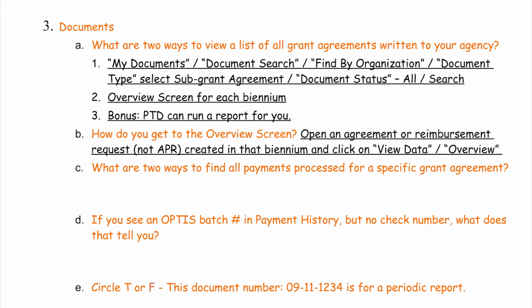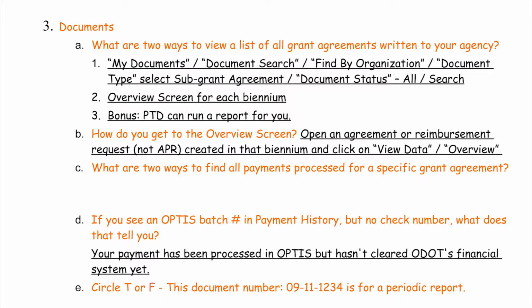If you see an OPTIS batch number in the payment history but no check number, what does that tell you? Anybody get this far? Which one? It's on the way to being processed, but not done yet? Right. This is 3D. It hasn't been issued yet, but it's in the batch. So it hasn't cleared ODOT's financial system yet. Did we skip 3C? Yeah. Oh, I did.